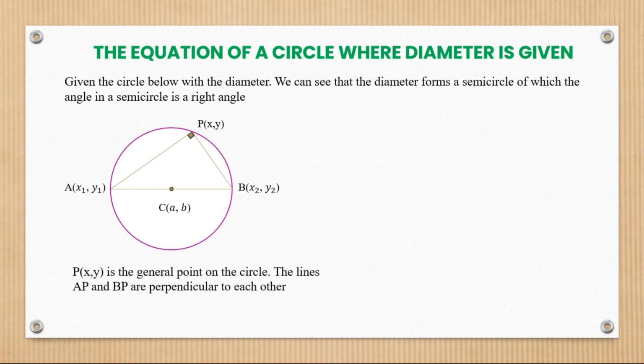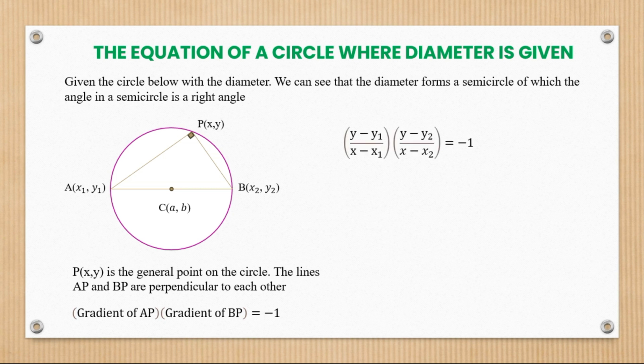So what does that mean? It means that point P(x, y) is the general point on the circle. So the lines AP and BP are perpendicular to each other. And if the lines AP and BP are perpendicular to each other, it means that the gradient of AP times the gradient of BP shall be equal to -1. So what that means is this.